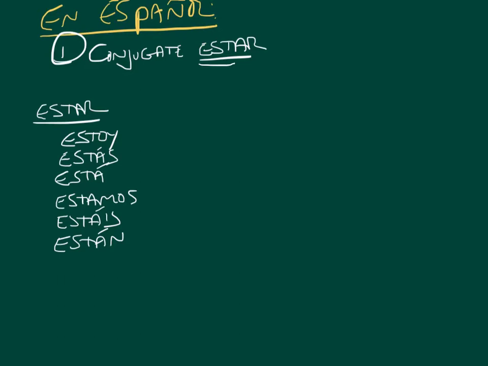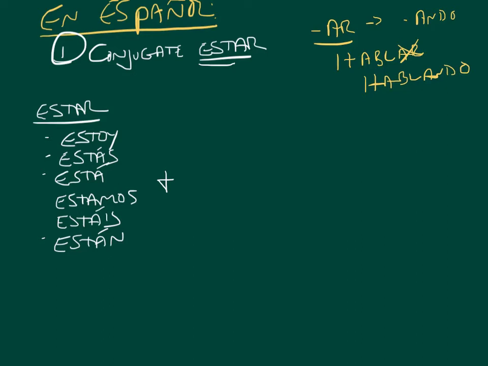So estoy, estás, está, I am, you are, he, she, it is, estamos, estáis, están. You know this. And then we're going to add the participle. We're going to add the gerund. So let me show you how we form that. If it's an AR verb, all we add is ando. So I would take a verb like hablar, drop the AR as always, and I make it hablando.